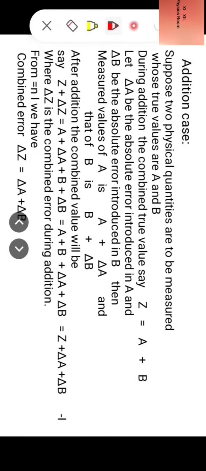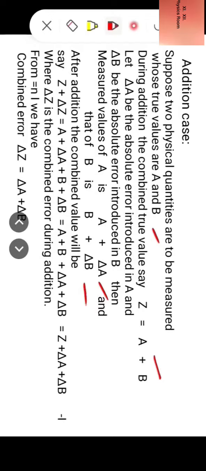Suppose two physical quantities are to be measured whose true values are A and B. During addition, the combined true value, say Z, would be equal to A plus B. Let delta A be the absolute error introduced in A and delta B be the absolute error introduced in B. Then measured values of A is A plus delta A and that of B is B plus delta B.